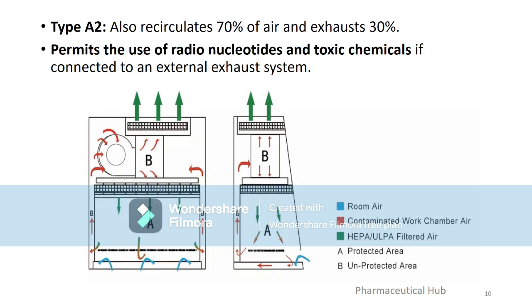Purpose: this design balances containment with energy efficiency, making it the most common type of BSC. Class II Type B2, right. This is a total exhaust or non-recirculating cabinet.